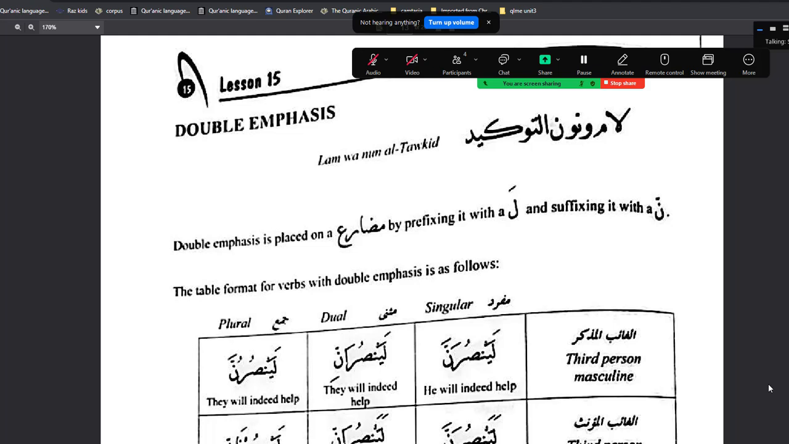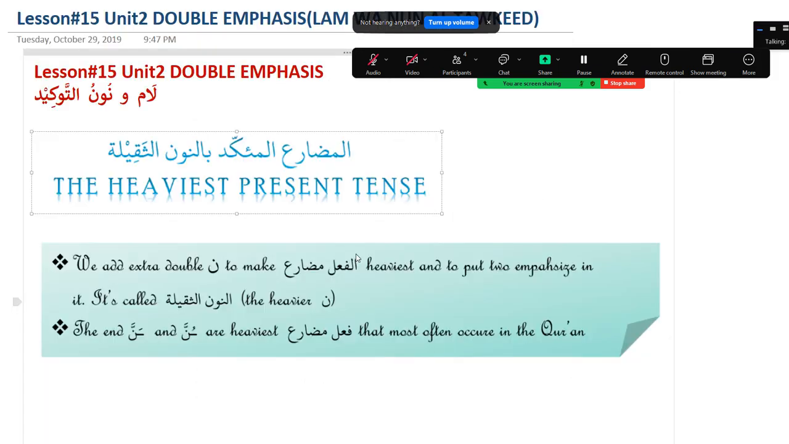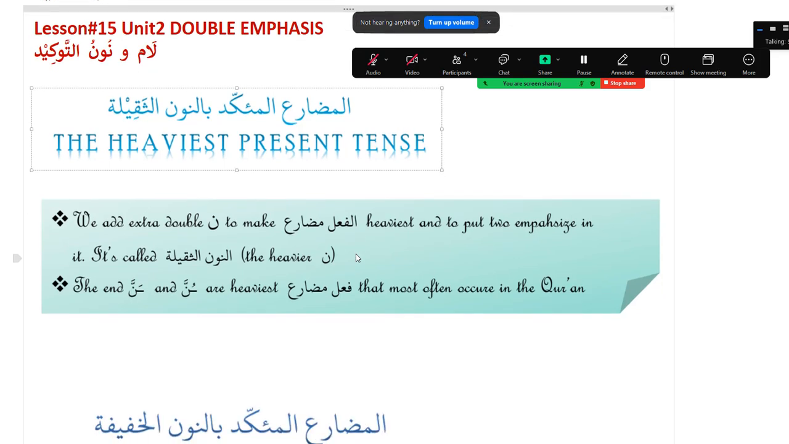Rabbi zidni ilma. Today's topic is Lesson 15 from Unit 2, which is double emphasis. Lam wa Nun Tawkeed. Double emphasis is placed on a mudare by prefixing it with a lam with a fatha, la, and suffixing it with a noon with a shadda. This is the heaviest present tense. Al-mudari al-muakkad bin noon al-thaqila. Here we add an extra double noon to make the fi'l al-mudari the heaviest, and to put two emphasis in it. And this is called noon al-thaqila.